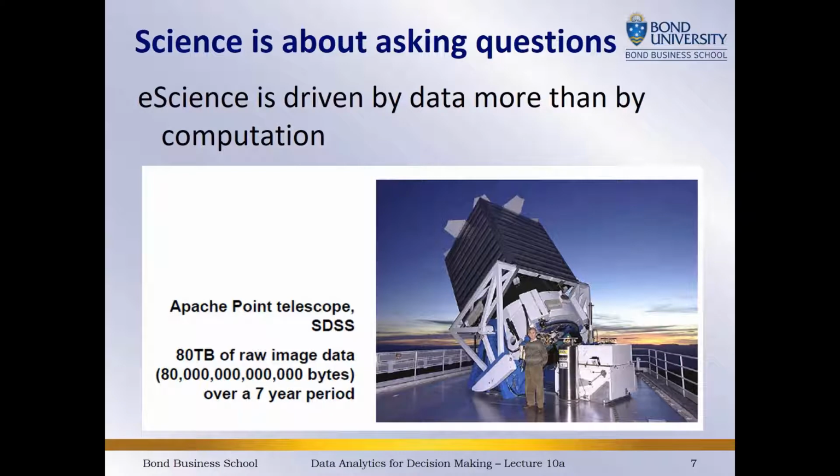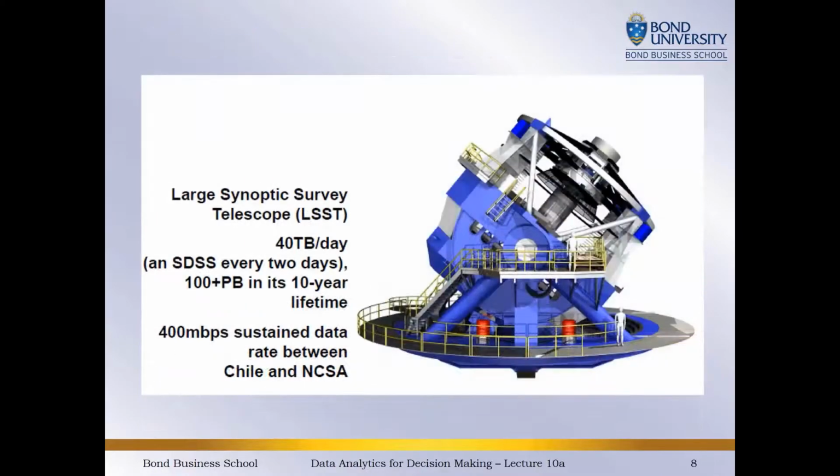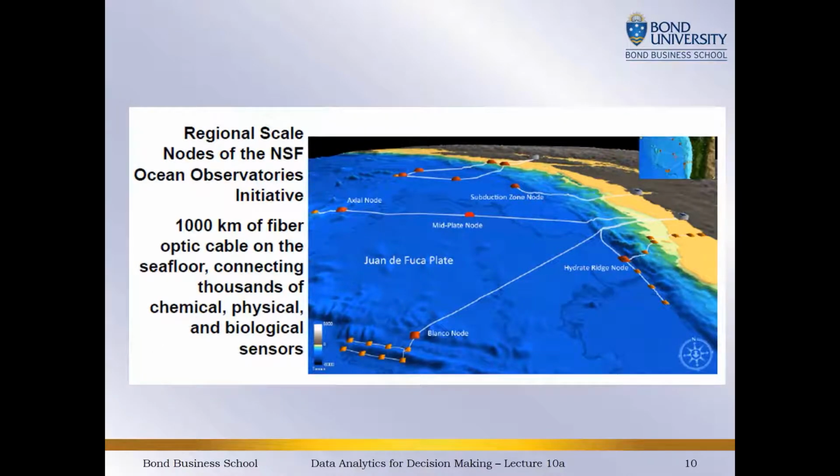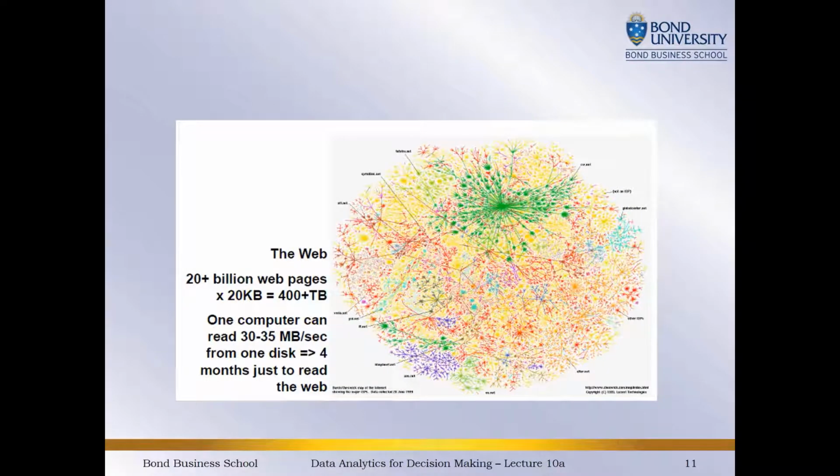Here we see a picture of the Apache Point telescope, and underneath we see the huge amount of raw image data that has been collected. Here we see the Large Synoptic Survey Telescope, and a huge amount of data that it can collect. This is a device known as the Illumina HiSeq 2000 sequencer for sequencing genomes. And here we see the regional scale nodes of the NSF Ocean Observatories Initiative, which is effectively 1,000 kilometers of fiber optic cable on the seafloor, connecting thousands of chemical, physical and biological sensors. And finally, of course, the internet or the web itself, 20+ billion web pages.